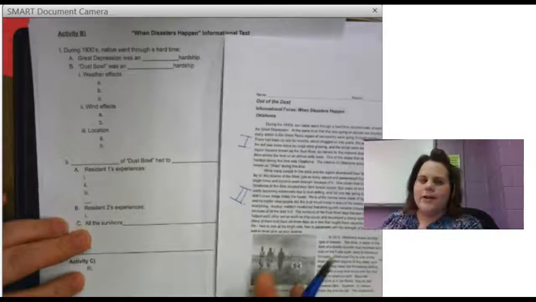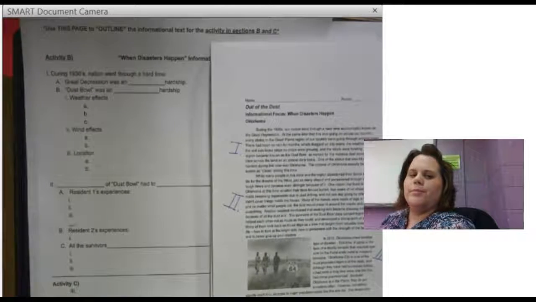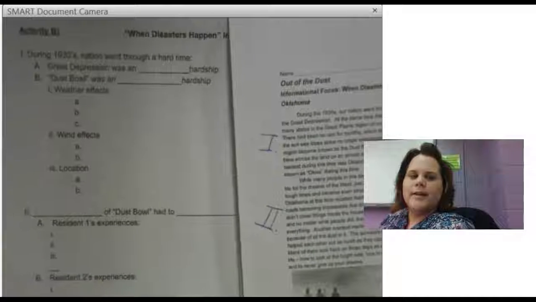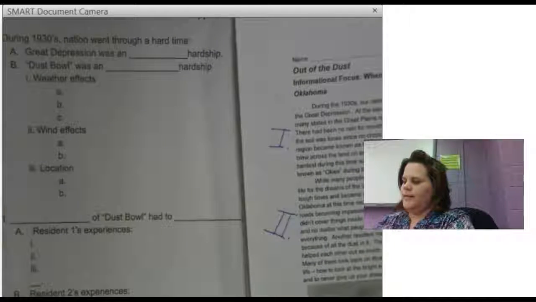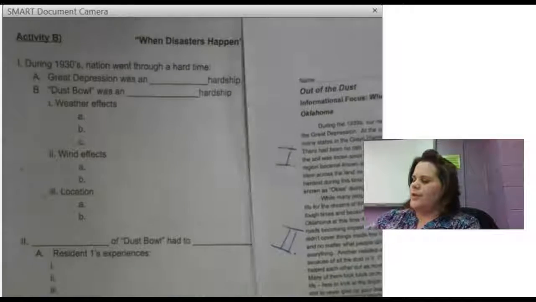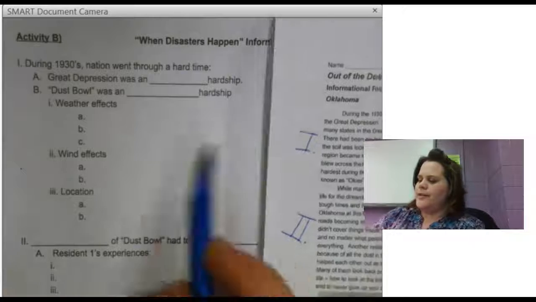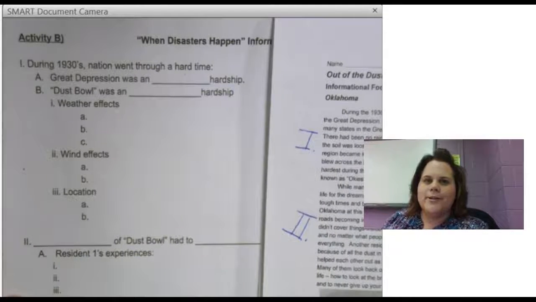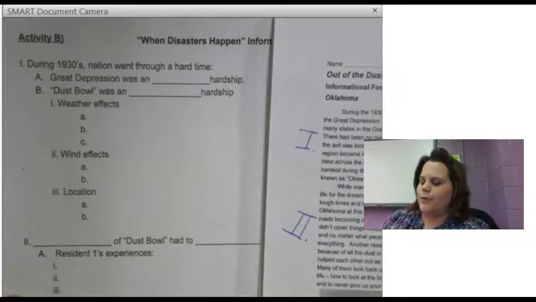So let's look at our sample outline here. And as you're looking at it, I've already laid out for you a topic sentence. So in essence, during the 1930s, the nation went through a hard time. You don't have to write complete sentences for an outline. You just have to get the main ideas in the right order.